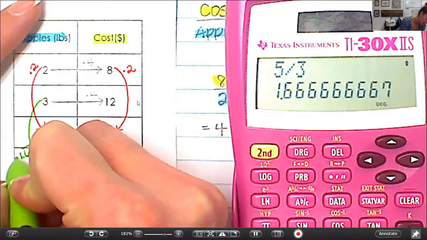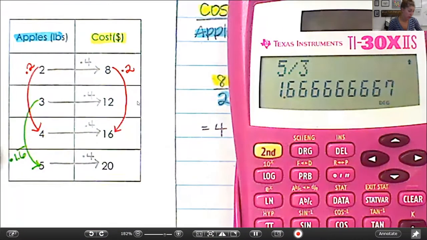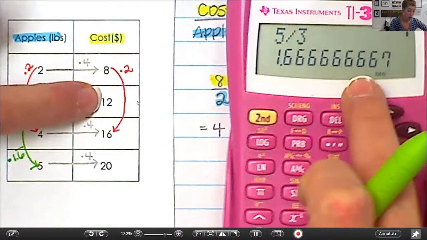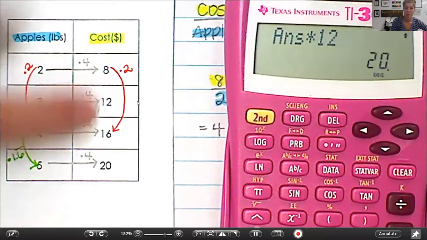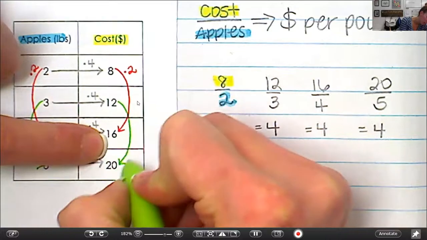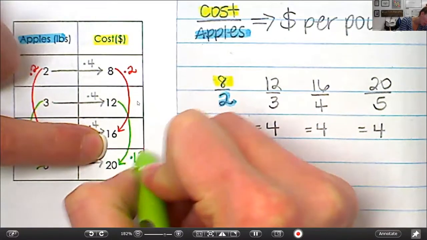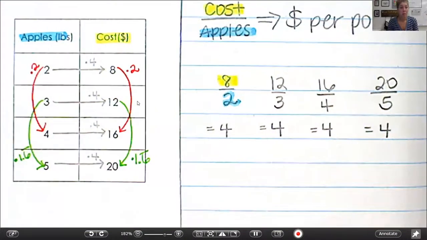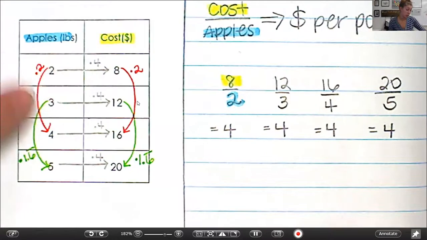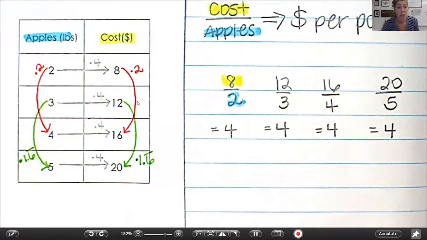1.6 repeating is the multiplication factor. So now I'm going to take that number, 1.6 repeating, and I'm just going to hit times 12. And hopefully, ta-da, we get 20. That is the same over here. Confirming that common multiplier. Again, I could relate 2 to 3, 2 to 4, and 2 to 5 if I wanted to. Your job is to prove in one of these ways that they all match each other.